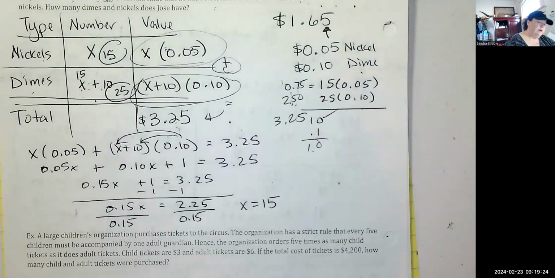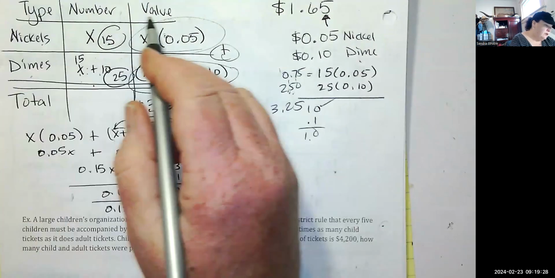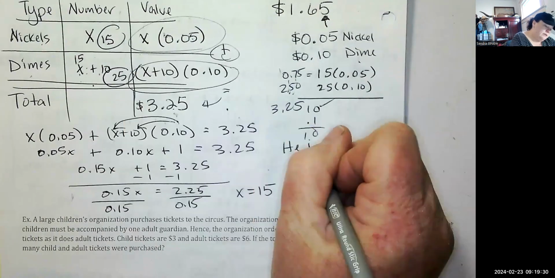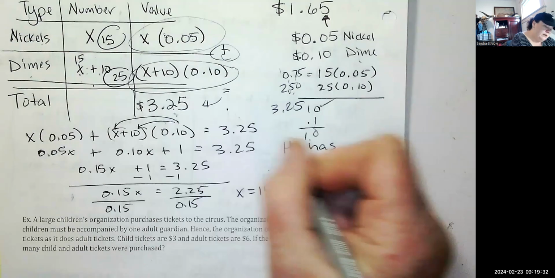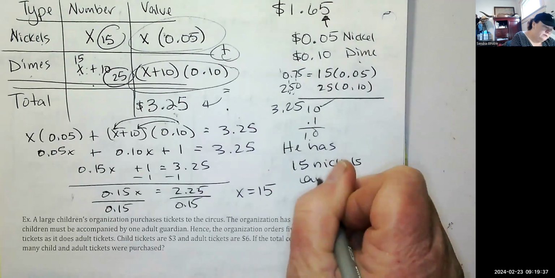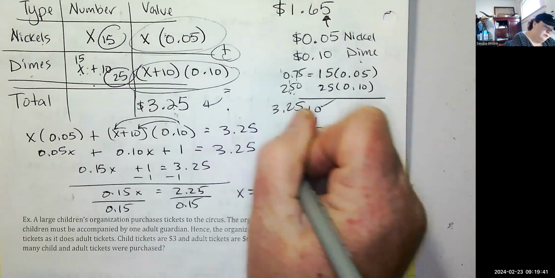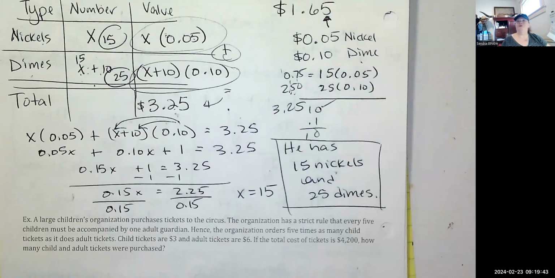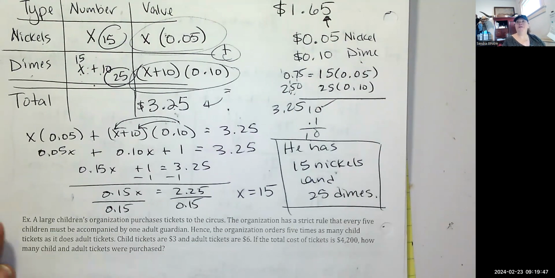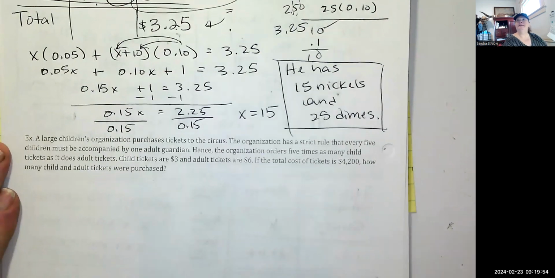Great. All right. Now we need to provide a sentence. So how many dimes and nickels does Jose have? He has 15 nickels and 25 dimes. There's no units here. Actually, the units are the words nickels and dimes, but we're not providing any monetary value for it. And I provided a sentence. There's no rounding, so we're good to go. And it makes sense because I checked it.